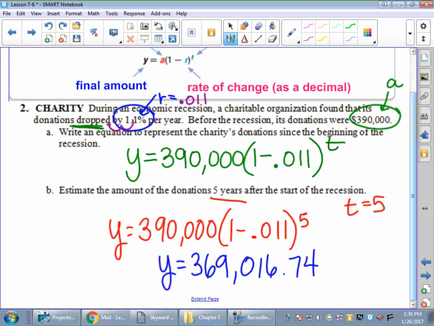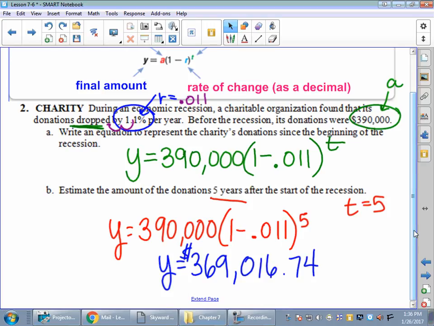Since it's money, I went to the nearest penny. The last one was people. We can't really have 0.74 of a person, so I went to the nearest whole person. So $369,016.74. Notice it's less than what we started because it was a decrease, a drop, a decay.